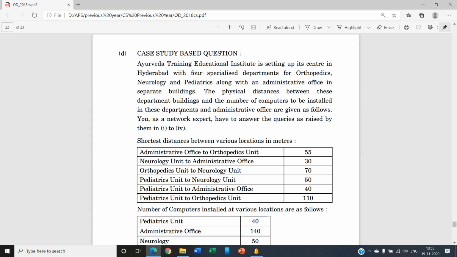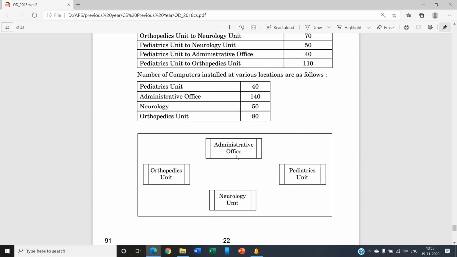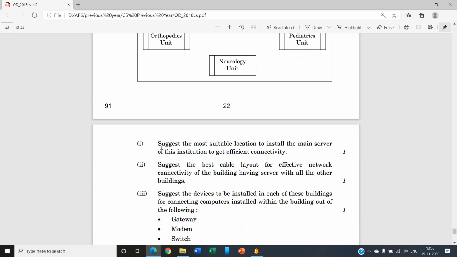Okay, questions 1 to 4. So basically, these are the certain details. I told you how to do it. You have to stretch a line and tell what the distance is, and then specify the number of systems installed in each location, so that you have a fair idea of the geography of this network, and then you can easily answer these questions. Now let us go ahead and do it.